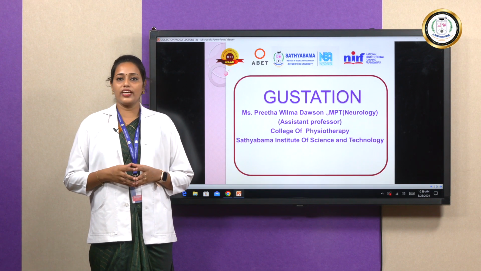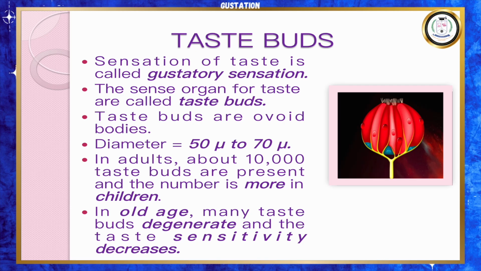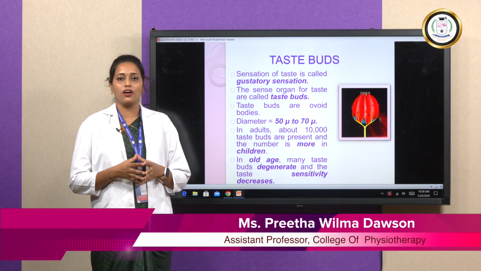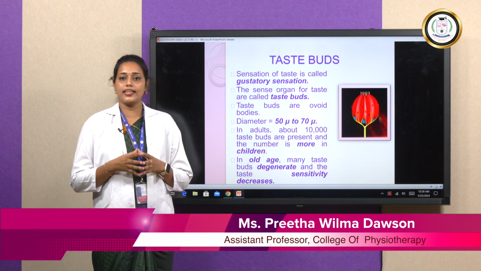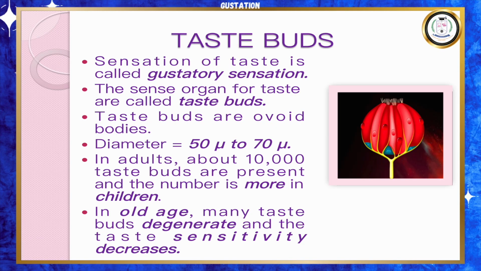In today's video, we'll start with gustation. The sensation of taste is called gustatory sensation. So, the sense organ for taste is called the taste bud. These taste buds are ovoid bodies. The diameter of a taste bud is about 50 µm to 70 µm.